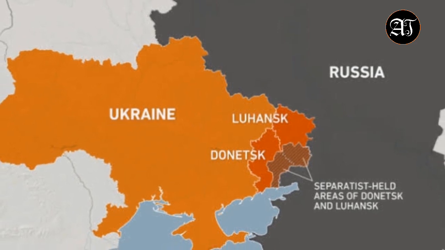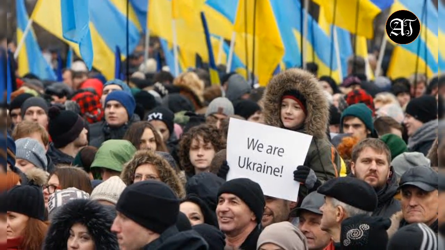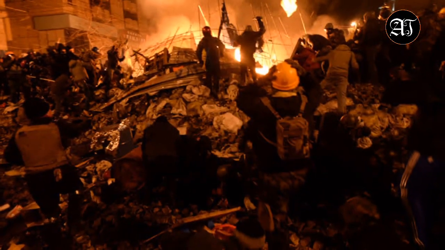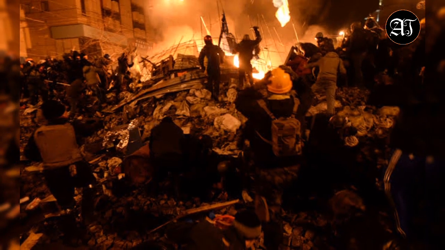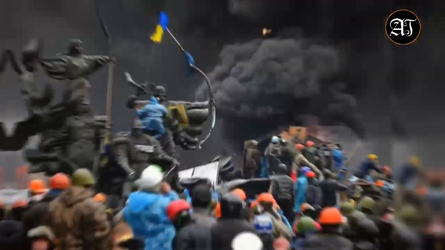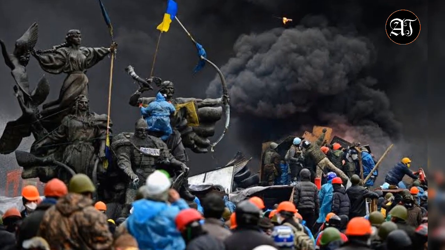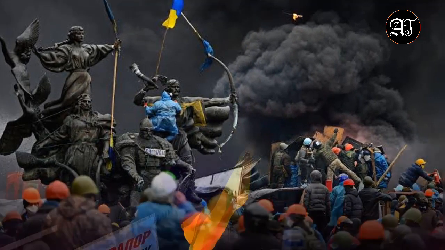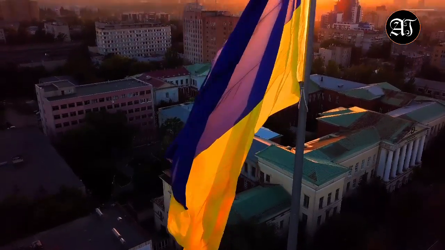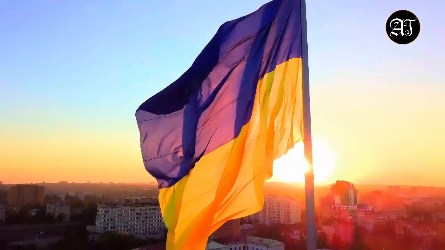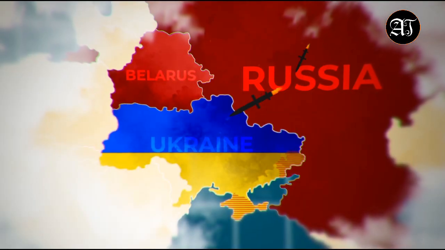In 2014, Ukraine underwent a political revolution known as the Euromaidan. Protests erupted in Kyiv against the pro-Russian government of President Viktor Yanukovych, who was accused of corruption and favoritism towards Russia. Yanukovych fled the country, and a pro-Western government took power. Russia saw this as a threat to its national interests and began its annexation of Crimea, a Ukrainian territory that had historically been part of Russia.